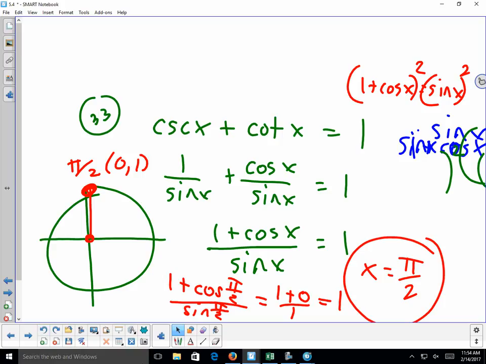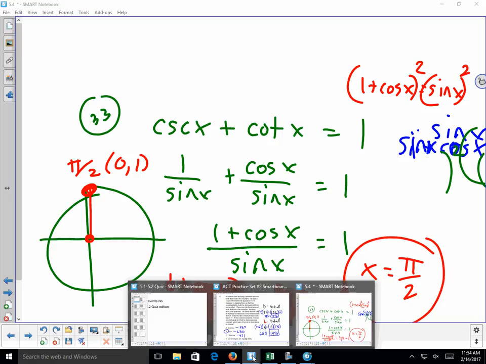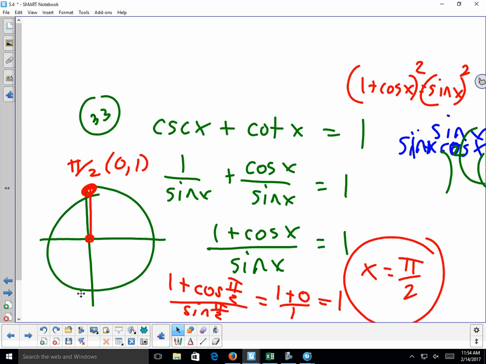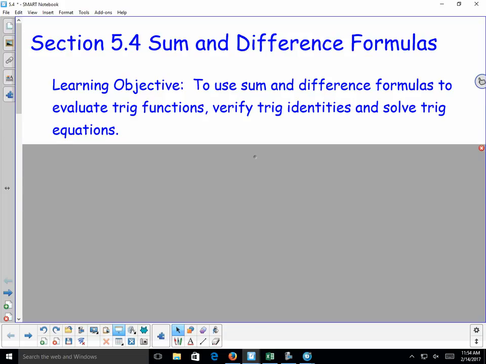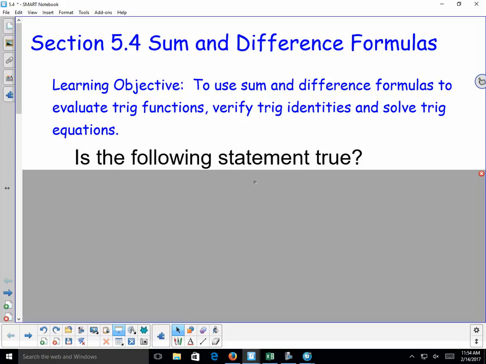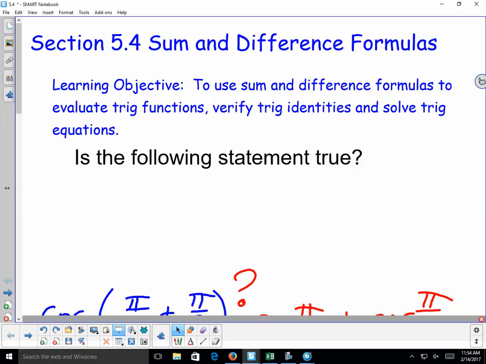Okay, so at this point, I would like to look at some things from section 5.4. Before I give you the gift that goes along with this section, let's first look at our learning objective. We're going to be using sum and difference formulas to evaluate trig functions, to verify trig identities, and to solve trig equations. So here's my first question for you.